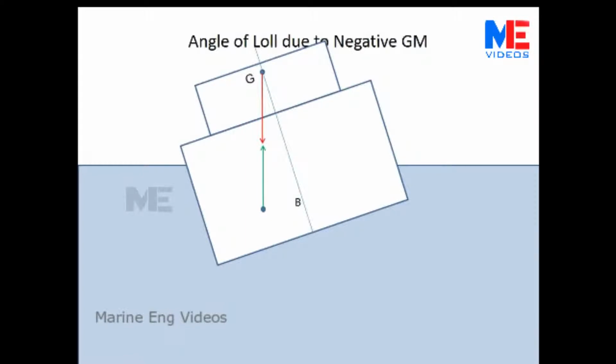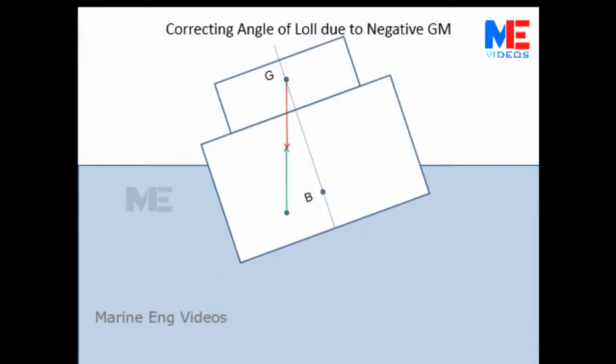Now, this is the difference between Loll and list. The vessel was inclined to 10 degrees on the starboard side. Now it's inclined to 10 degrees on the port side. And this vessel can flop back and forth to either side. Whereas when we had list, the vessel was inclined to one side or the other.